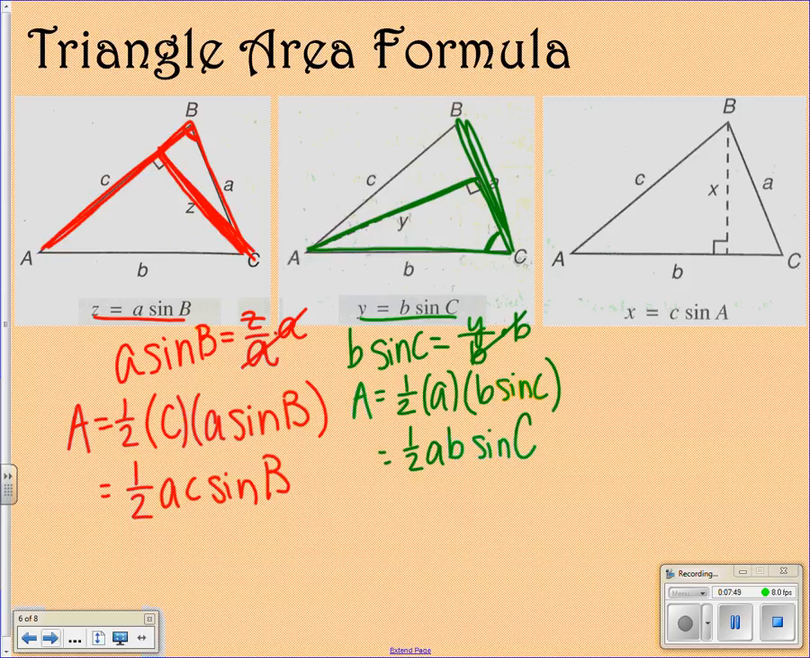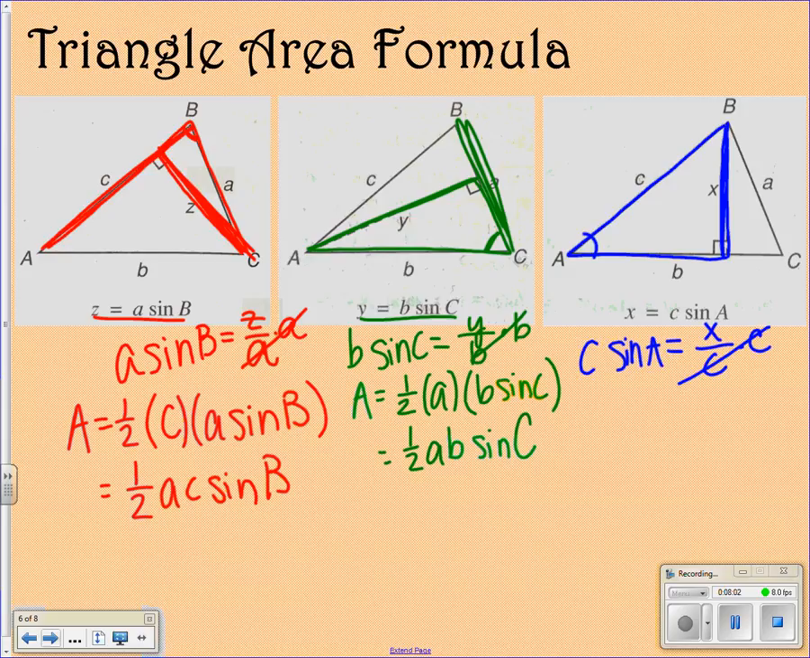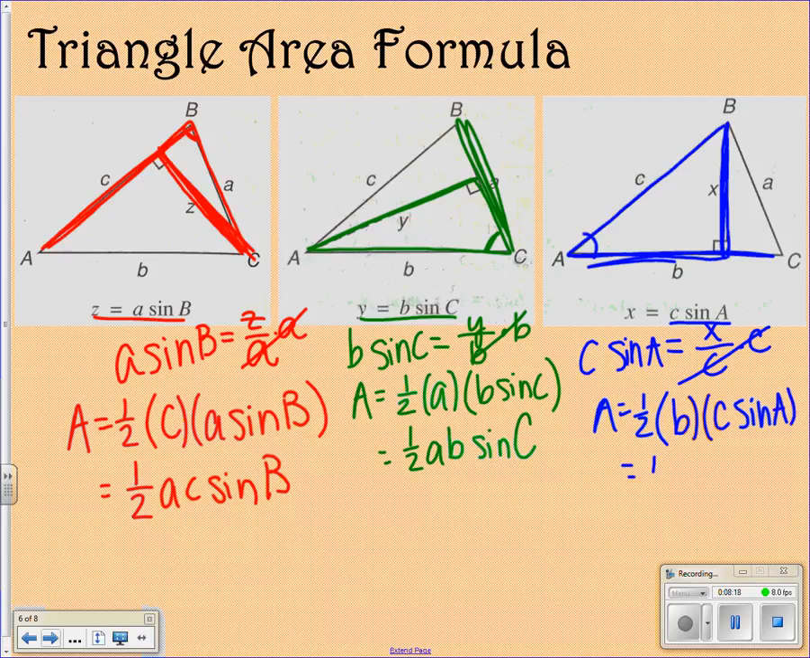We're going to do one more. They draw the height as X. So we're going to use this triangle over here. The sine of angle A is X over C. Multiply by C, and you get that X equals C sine of A. And so your area is going to be 1/2. Your base here is B, and then we have times the height, which is C sine of A. 1/2 BC sine of A.